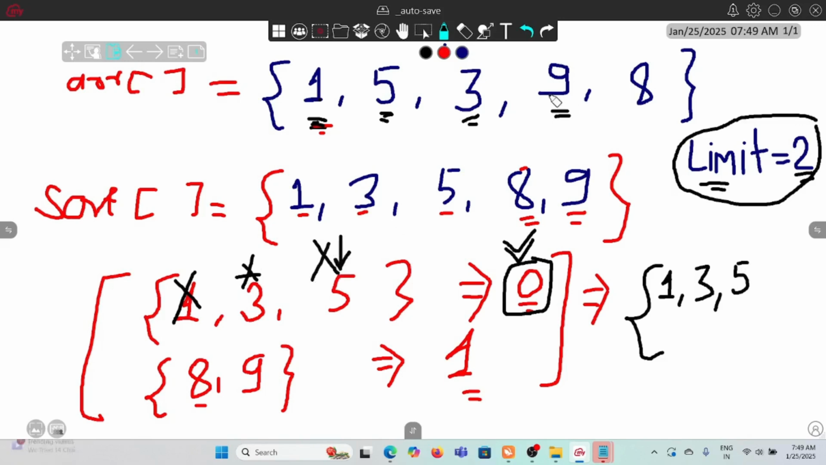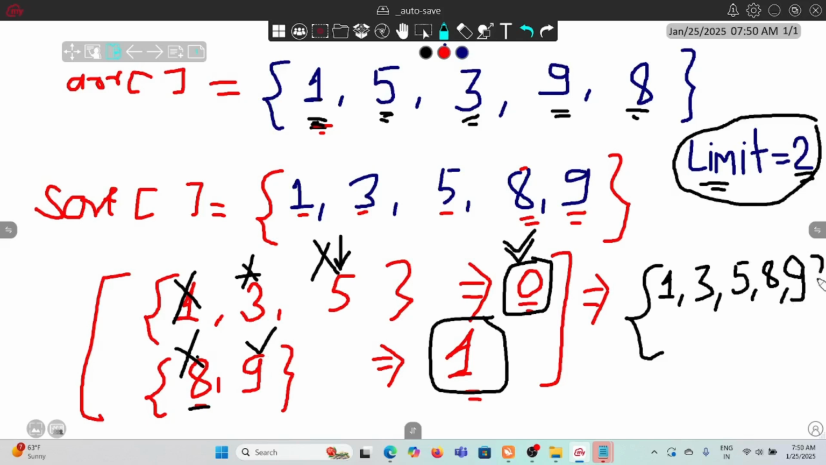Now we are coming to this guy 9. What is the group of 9? The group of 9 is 1. And what is the first guy in group 1? First guy is 8. So we will pick this guy 8 and put it here, and after putting it here, we will remove it. Now we are coming to this guy 8. What is the group of it? 8's group is 1. And what is the first guy in group 1? It is 9, because 8 is already deleted. So we will put 9 here.